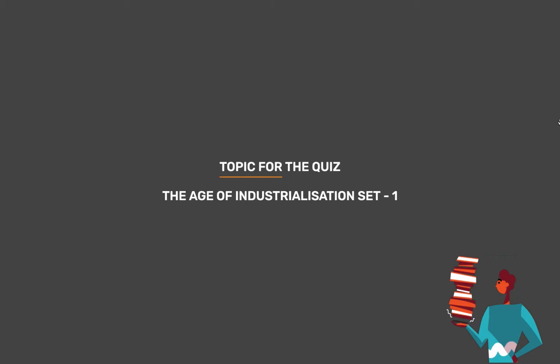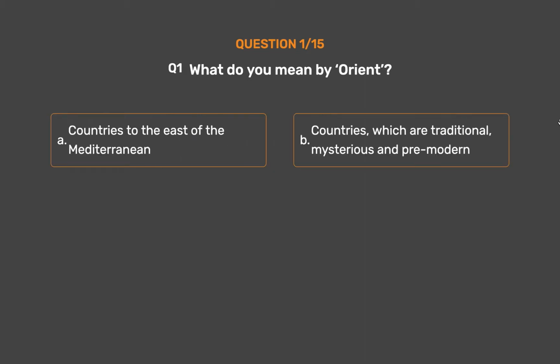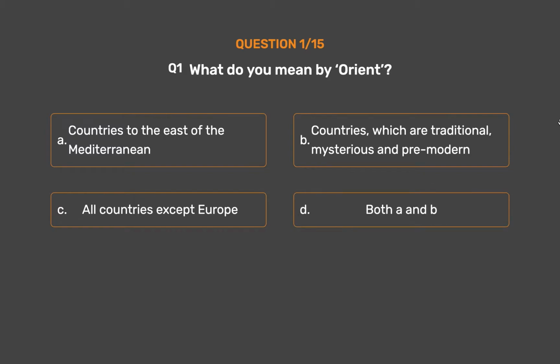Topic for today's quiz is The Age of Industrialization Set 1. Question number 1. What do you mean by Orient? Option A. Countries to the east of the Mediterranean. Option B. Countries which are traditional, mysterious and pre-modern. Option C. All countries except Europe. Option D. Both A and B.